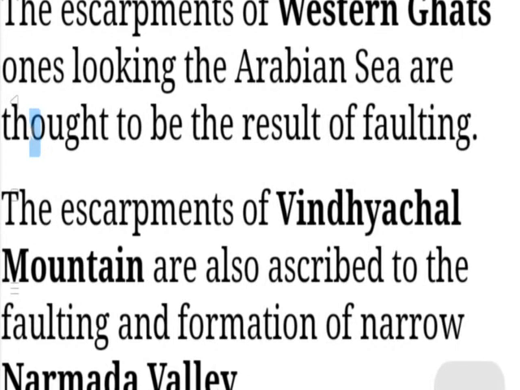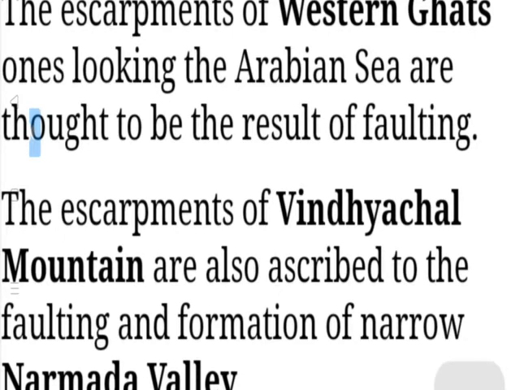The escarpments of the Western Ghats, once overlooking the Arabian Sea, are thought to be the result of faulting. Now, these are various examples given. Where do you find these faulting mountains, folding movements, all of those? The escarpments of the Vindhyachal mountain are also ascribed to faulting and the formation of the narrow Narmada valley. So these are perfect examples.